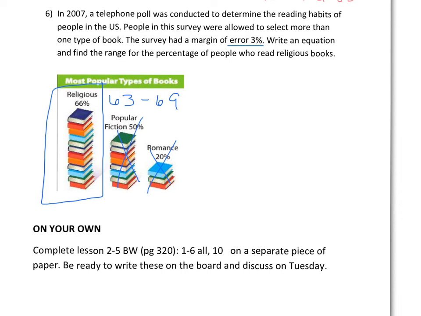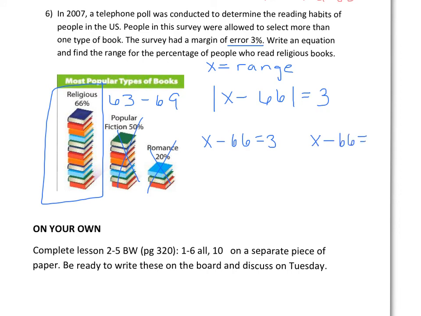So I'm going to start, again, with your absolute value, an equal sign. And this time we can use x, okay, and it'll just be my range. Okay, so x minus, and in this case, again, remember the total goes on the inside. So my total is 66. My within part is 3. Now solve both equations. So x minus 66 equals 3, and x minus 66 equals negative 3. Add the 66 and get 69. Add the 66 on the second one here and get 63.